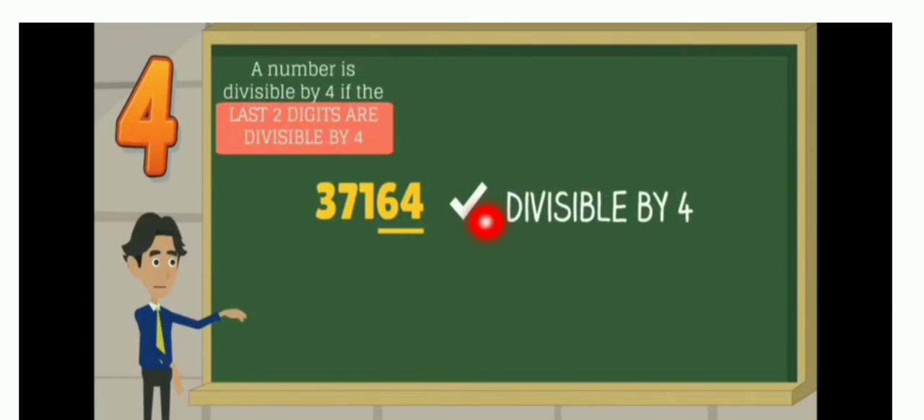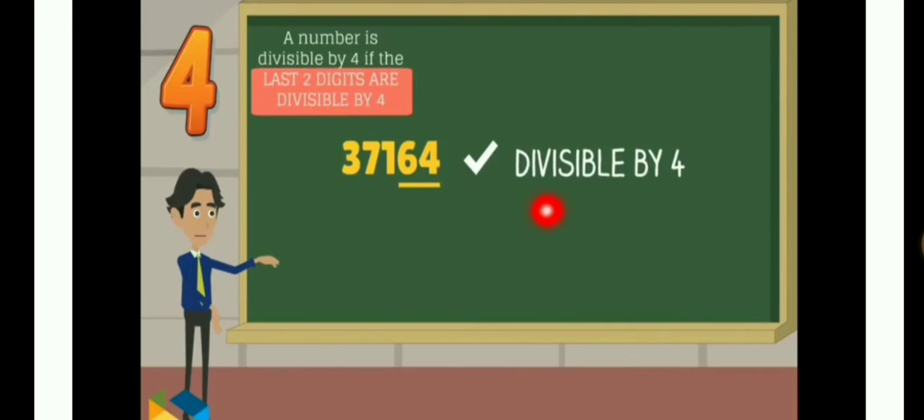Now just see the next example for the same divisibility rule. The last 2 digits are 64, and 64 will come in the 4 table. Yes, how many 4s are there in 64? Yes, 16 times if you are multiplying, you will be getting 64. So this is the rule for divisibility by 4. So the number 37,164 is divisible by 4.